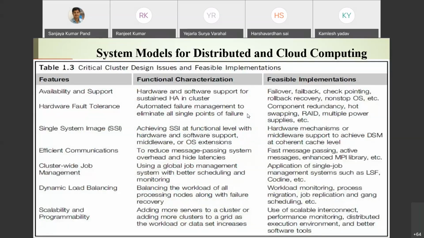Come to the critical cluster design issues and feasible implementations. If you want to design a cluster, or go for a particular distributed or parallel system, there are a lot of issues. Even in cloud there are a lot of issues. The issues are with respect to the availability of the system and availability of support. Our objective is to reach high availability, with downtime as minimum as possible.